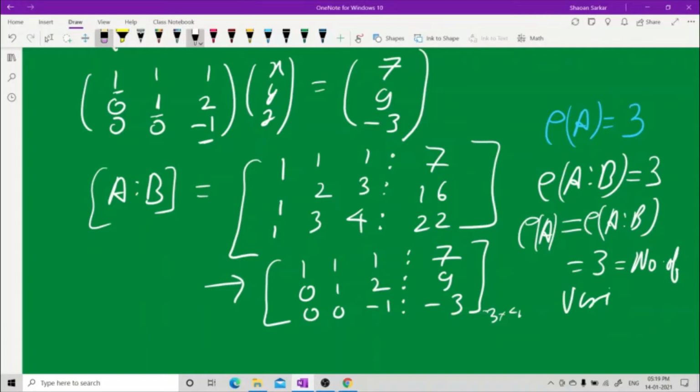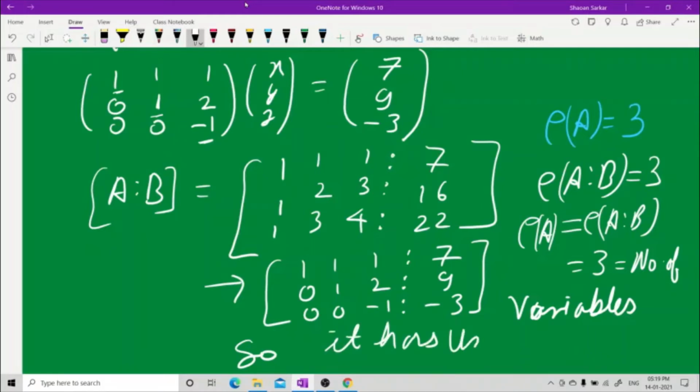I hope you understood this one. Now this is equal to the number of variables. Let me write it clearly. So it has a unique solution.